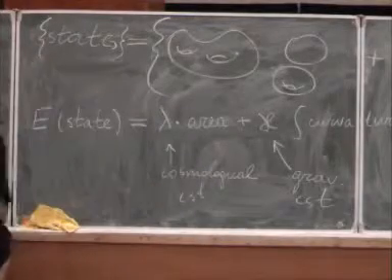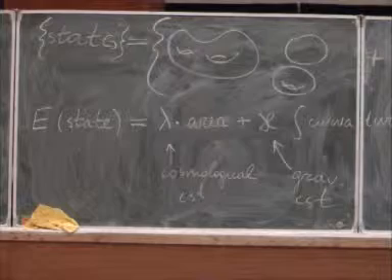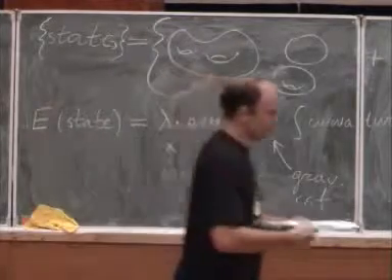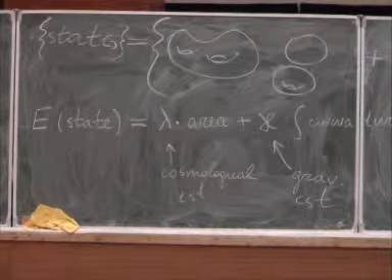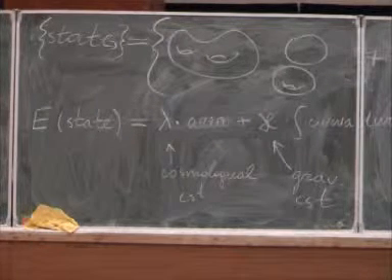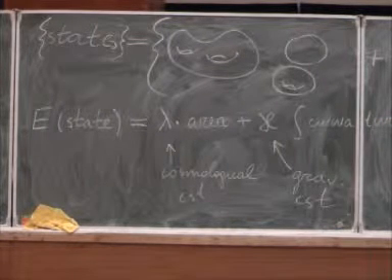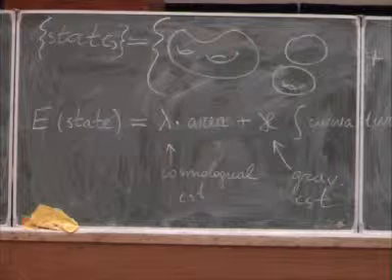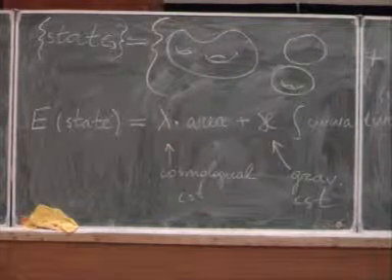A question from the audience: a state is a manifold together with a metric, one manifold is one state? Yes. Two states are different if the surfaces are not isometric. So maybe I should write here somewhere, up to isometry.